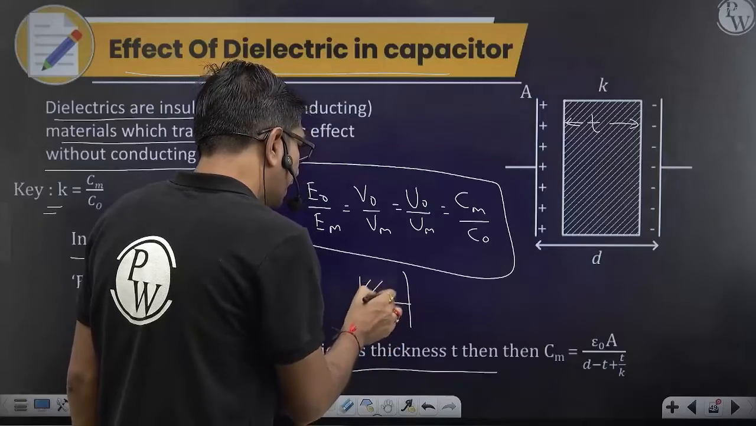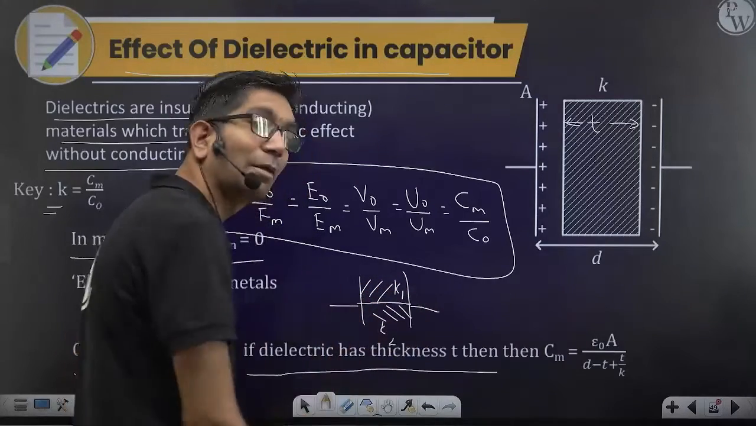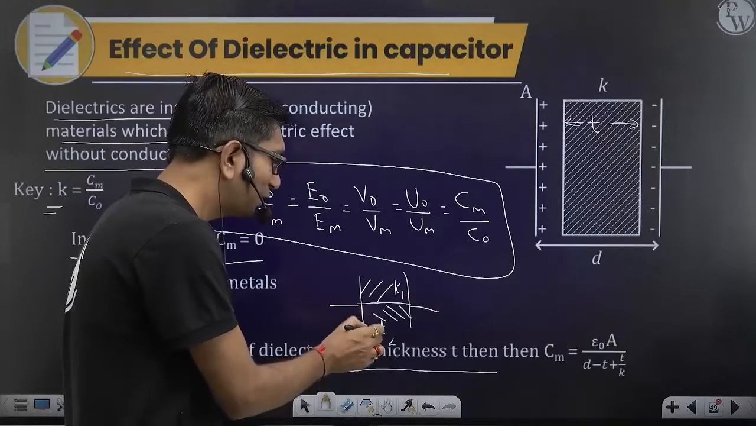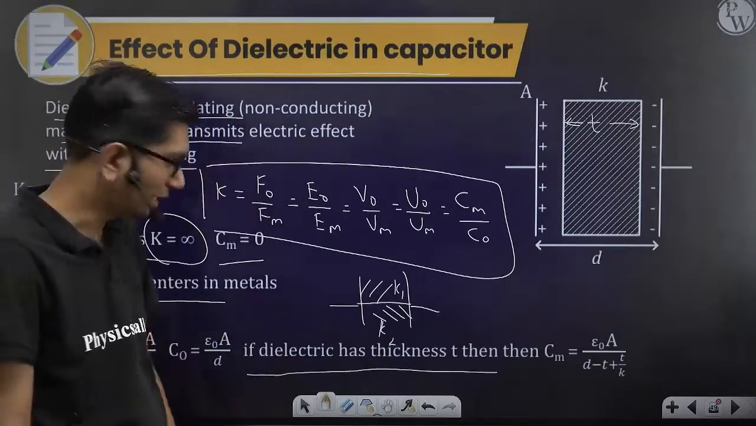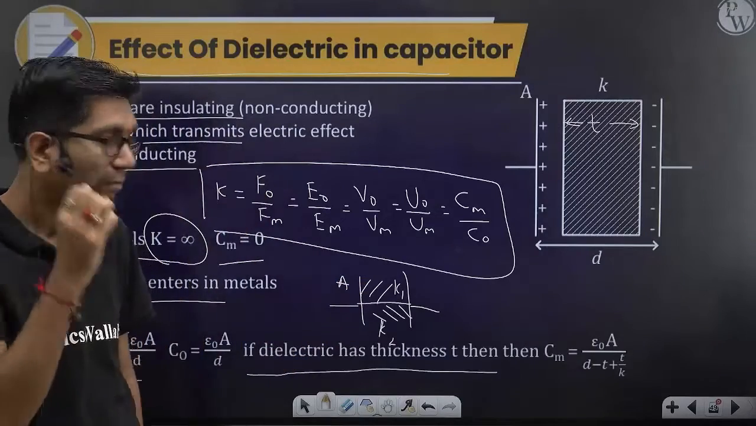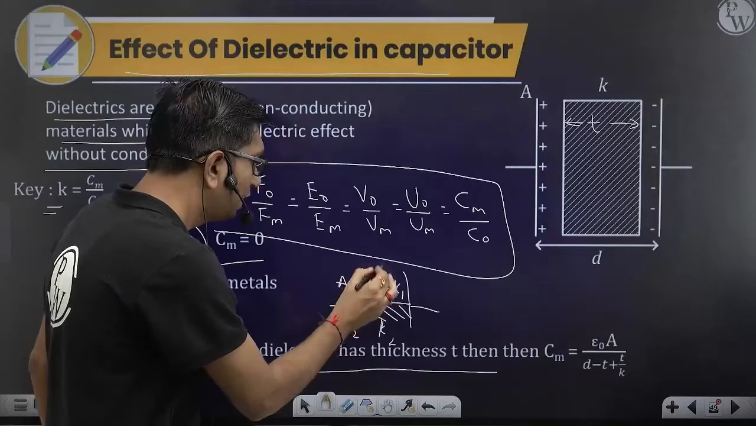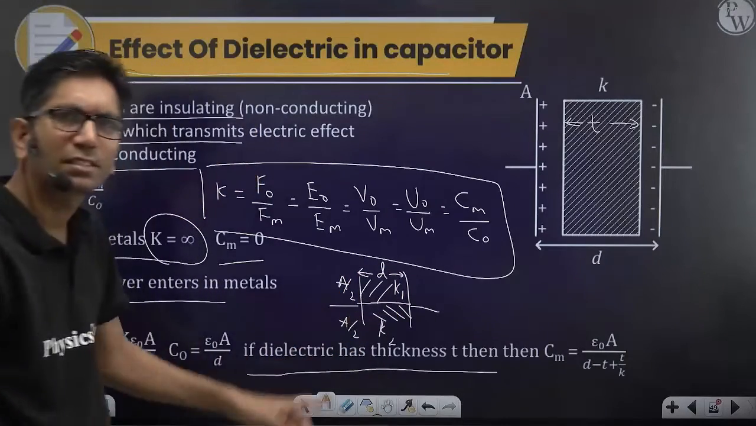Here they mention K1. Here they mention K2. Am I right? So you have to calculate the effective capacitance of this, na? I'll tell you the trick. The area of this one is A. This is A by 2. This is A by 2. This is what? d distance. Na? Such types of questions you have.